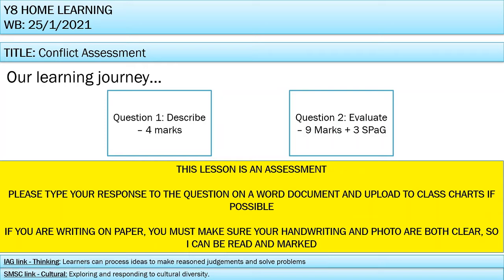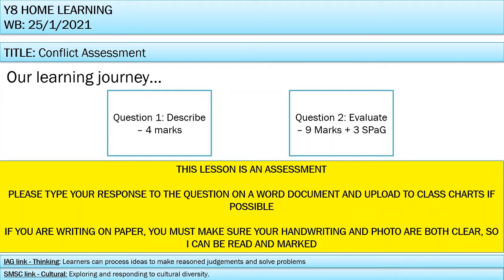Okay then, year 8, we have moved on to lesson 2 of the current week, and we are looking to complete our conflict assessment. I'm going to talk you through the 2 questions that I'm going to ask you to complete. If you look on class charts, you have the assessment sheet, the yellow A5 sheet that you'd normally get during assessment and stick in your book, and you can use that as reference to complete your assessment.